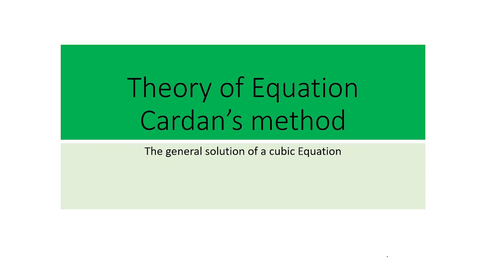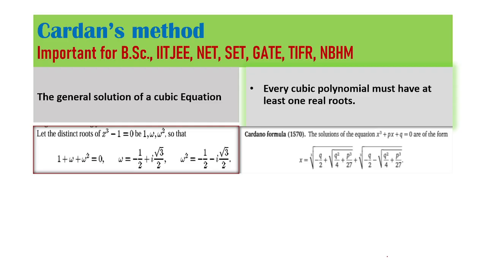Now we shall start a new method for solving a cubic equation, or you can say the cubic polynomial equation. And this method is named Cardan's method. In 1570, there is one formula, the Cardan's formula, you will see here. And from that you can find the solution of the cubic equation x cube plus px plus q equals to 0.